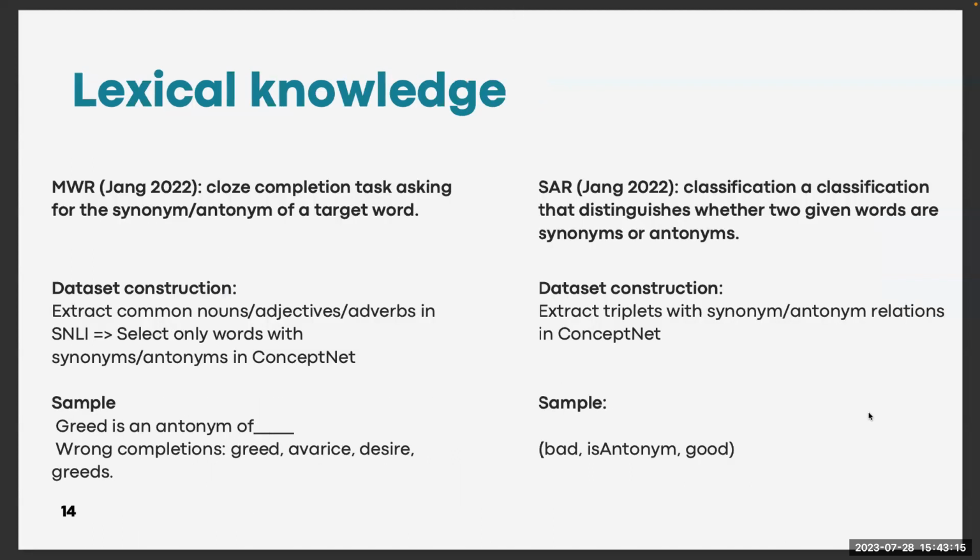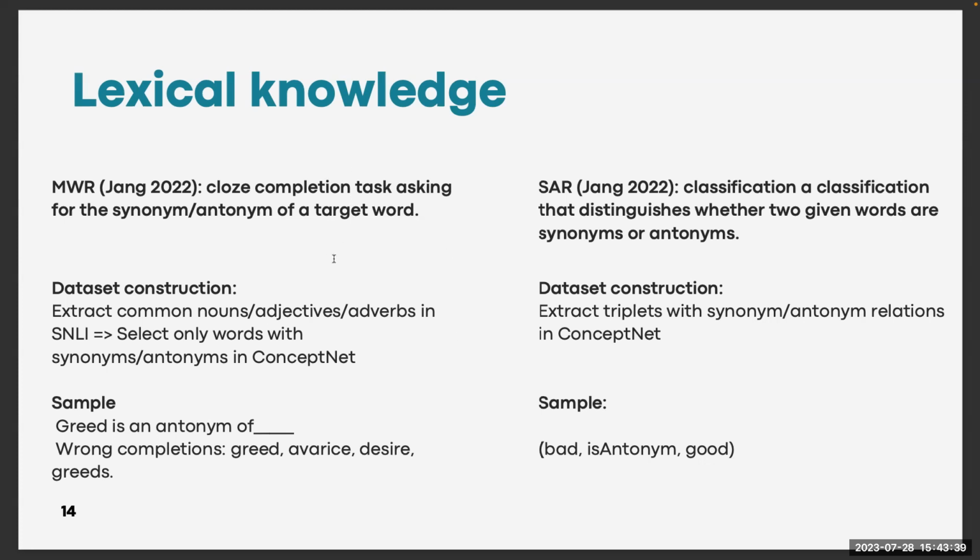Okay, so the second test follows the same kind of evaluation scheme and the same format. It's also a cloze completion task, but this time it is not about factual statements, but about word relations. Basically asking what is the antonym of a word.